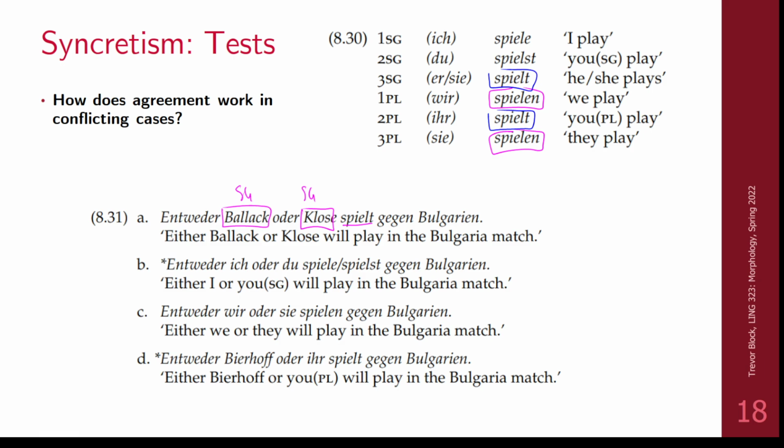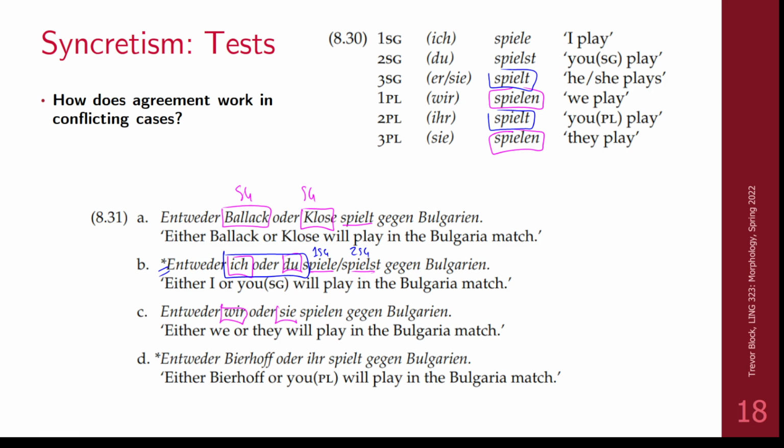We have agreement there. Second sentence, either I or you singular will play in the game, spiel or spielst. Now this doesn't work. Spiel doesn't work because spiel requires a first person singular subject. Spielst doesn't work because it requires a second person singular subject. But together, I or you, this is no longer just a first or second person singular subject. This is something else. So that's why neither of these work. It is ungrammatical.